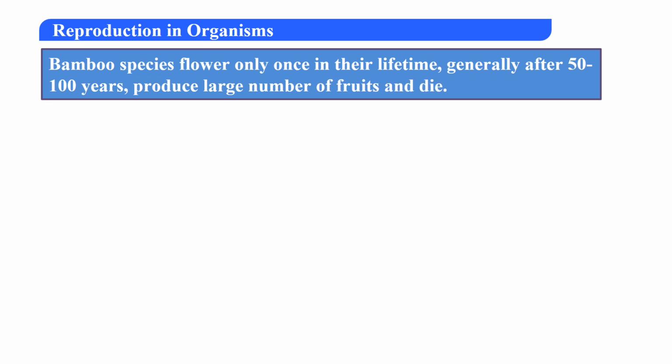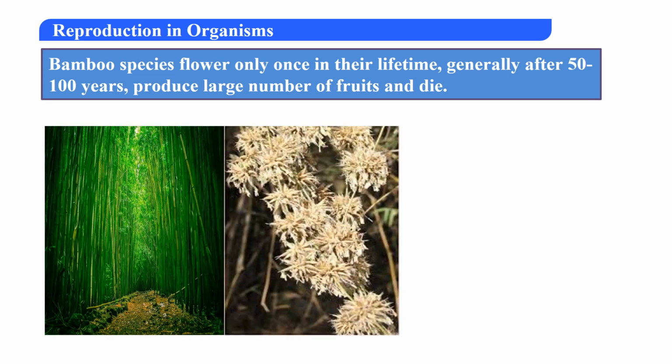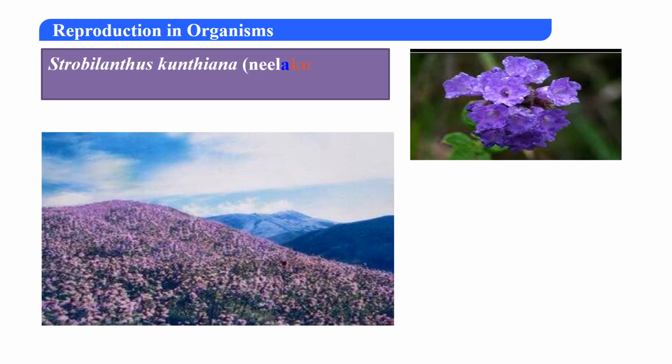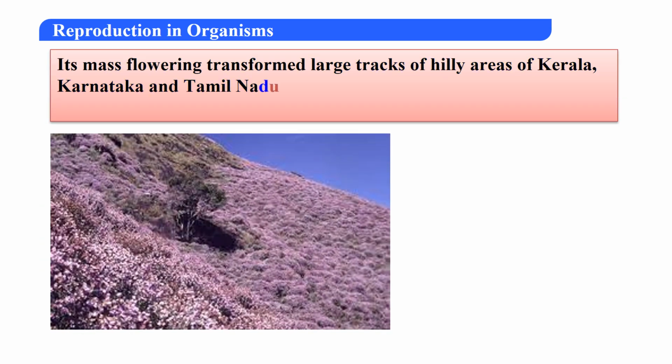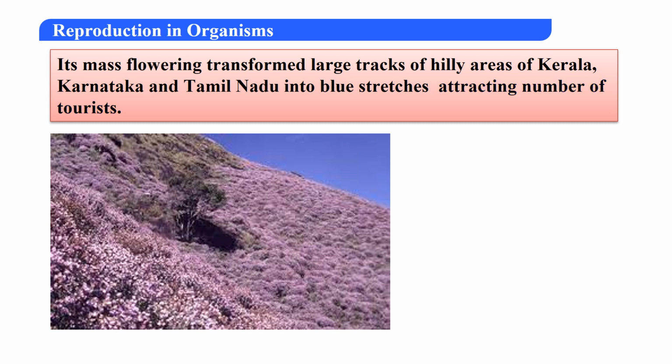Bamboo species flower only once in a lifetime, generally after 50 to 100 years, produce a large number of fruits and die. Strobilanthes kunthiana, which is called Neelkuranji, flowers only once in 12 years. Its mass flowering transforms large tracts of hilly areas of Kerala, Karnataka and Tamil Nadu into blue stretches, attracting a number of tourists.